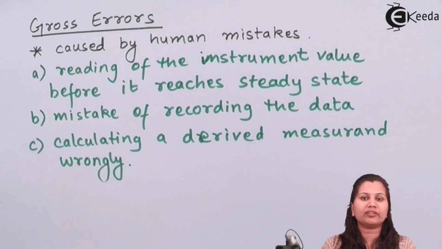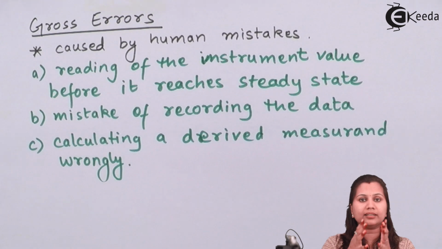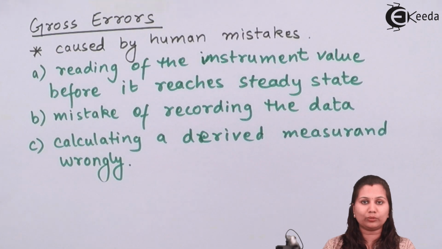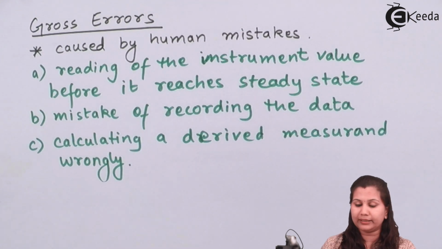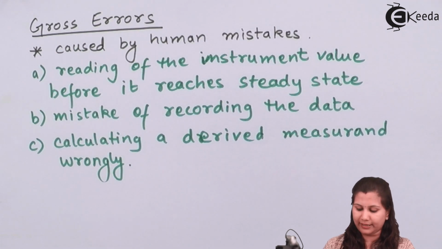Suppose we are measuring the resistance by dividing the values of the voltmeter and the ammeter. In the division of those values, if we have done some wrong division or some wrong calculation, we will get an incorrect value of the resistance. So due to that, error has occurred, because we will get a value which is different from the actual value of the resistance. So that will be a type of gross error. So all the errors which are occurring due to human mistakes, due to the mistake of the observer, will come under the category of gross errors.